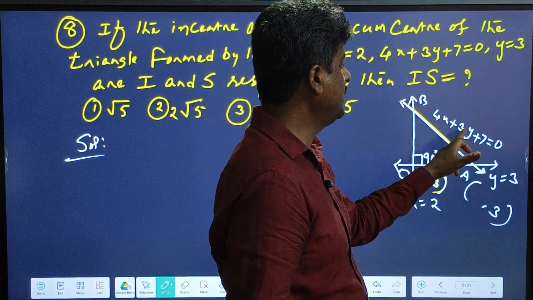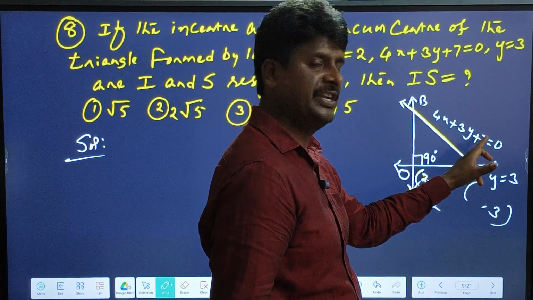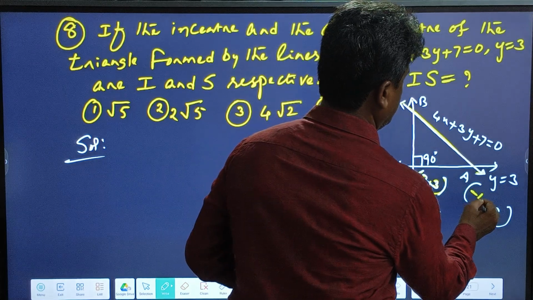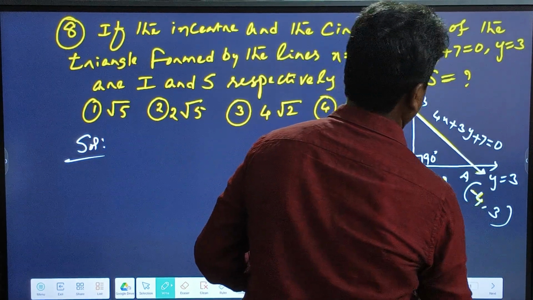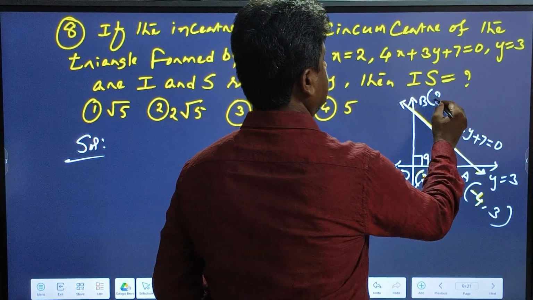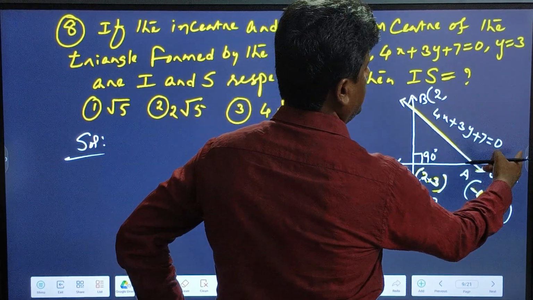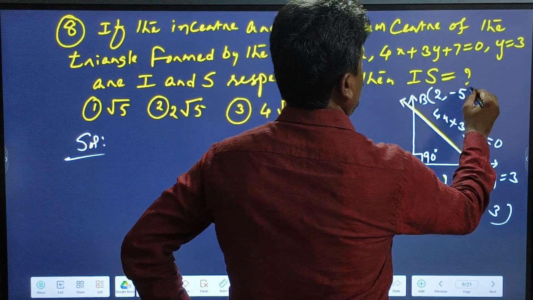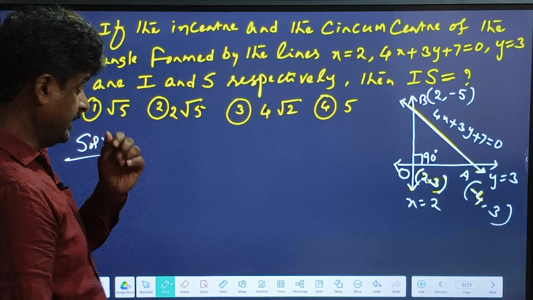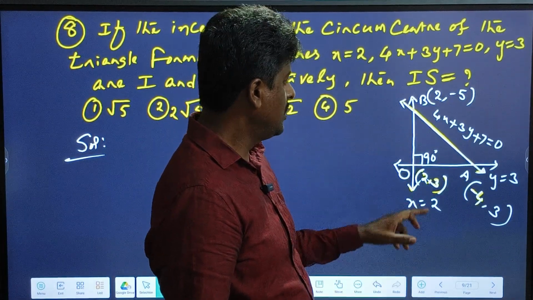Substitute y = 3 in the given line: 4x + 9 + 7 = 0, 4x = -16, that is x = -4. Already, solving these two lines, x = 2 is fixed. Substituting here, 8 + 7 is 15, taken to the right-hand side, y = -5. Okay. So this is the triangle with vertices.